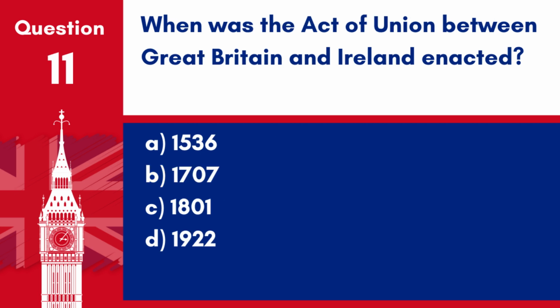Question 11. When was the Act of Union between Great Britain and Ireland enacted? A. 1536. B. 1707. C. 1801. D. 1922. Answer C. 1801. The Act of Union between Great Britain and Ireland was enacted in 1801.